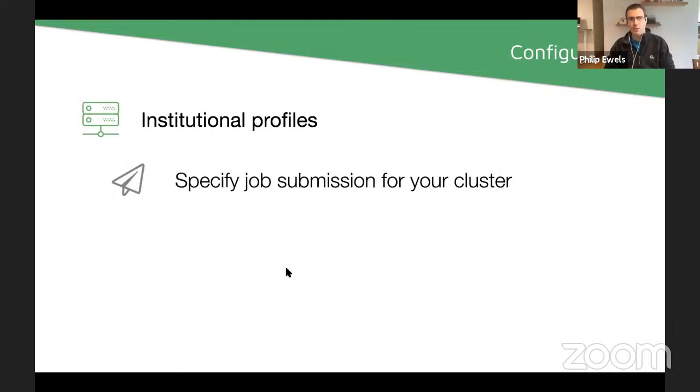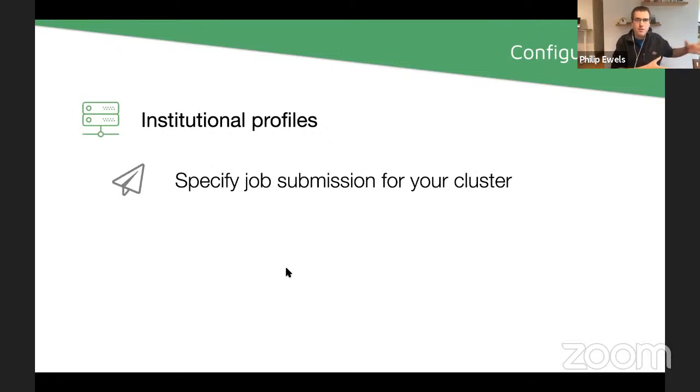So we came up with this new approach called institutional profiles. And this is actually an nf-core repository called nf-core/configs. And all this repository has is just configs. And the key thing is that the nf-core pipelines, all of the nf-core pipelines, pull this repository at the time that you run the pipeline, or the time you run nf-core download.